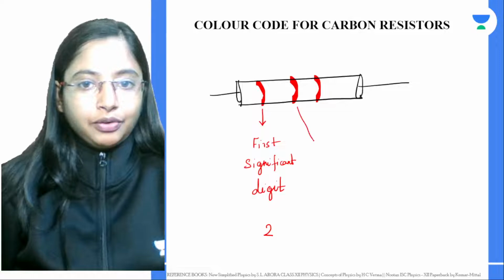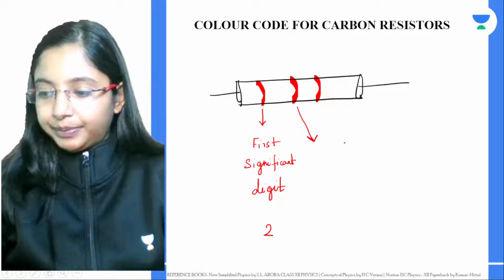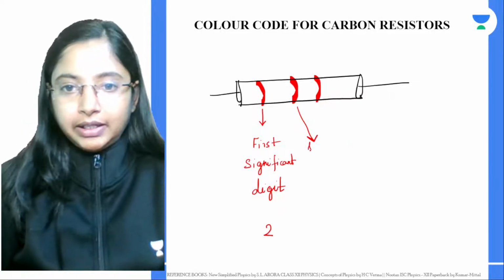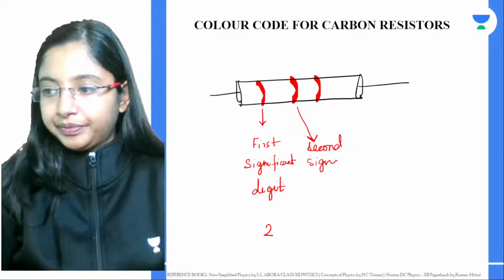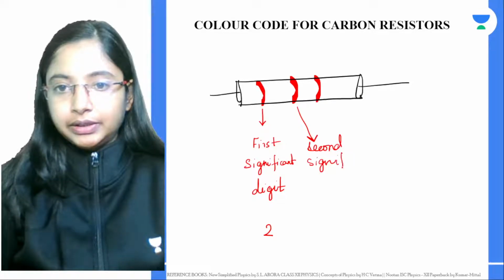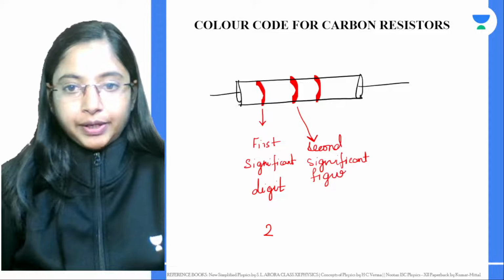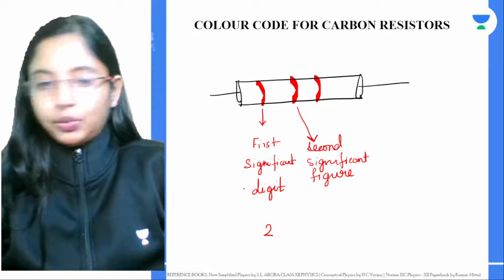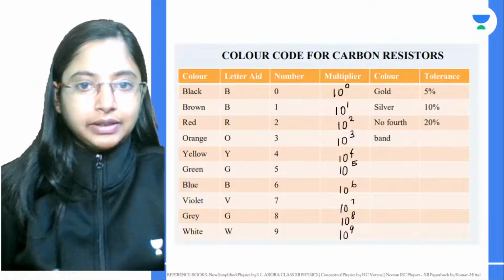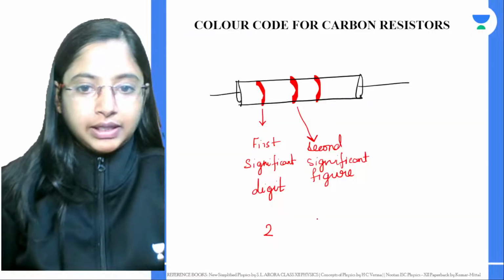Now the second band over here gives you your second significant figure. Okay, the second band indicates your second significant figure. So the second significant figure in this case, again if you see red, it is again 2, right? We have taken red, so again this will be 2.